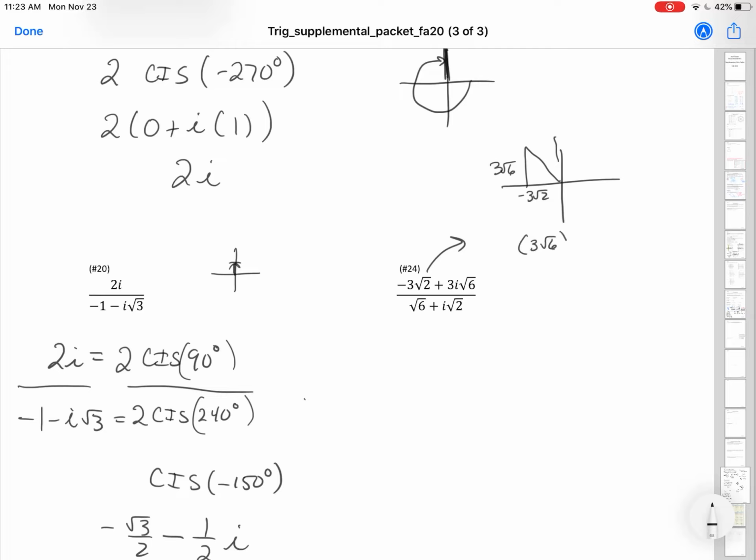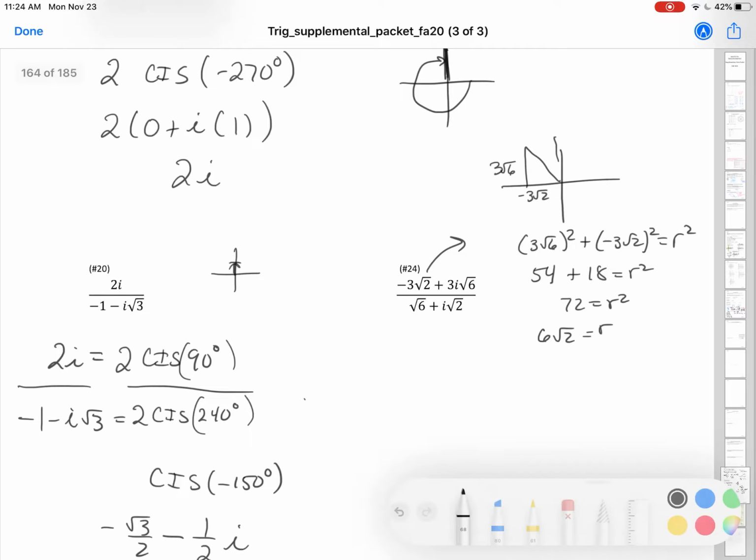We take 3 root 6 and square it, plus negative 3 root 2 and square it, and that's got to be equal to r squared. Well, 9 times 6 is 54, plus 9 times 2 is 18, is equal to r squared. And so we get 72 is equal to r squared. So r is equal to 6 root 2. Yeah, it's 36 doubled. So 6 root 2. Sorry for the hesitation there.